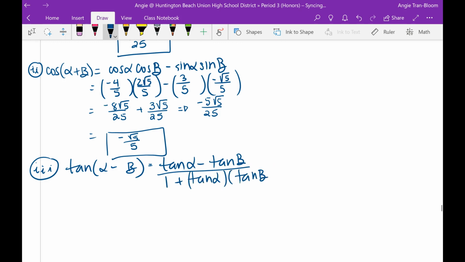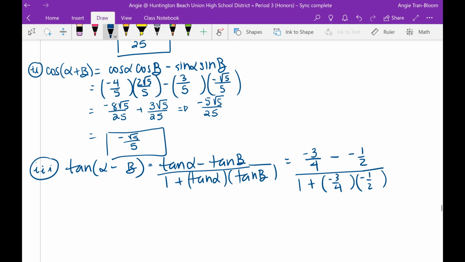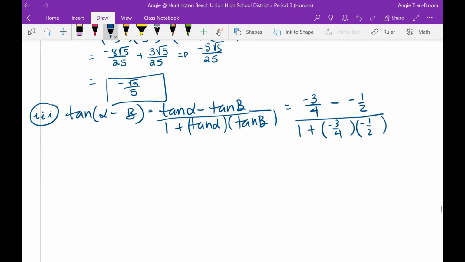Thank you, sir. Okay, what is tangent of alpha? Ryan, what was tangent of alpha? Negative 3 over 4. Negative 3 over 4 minus, what was tangent of beta, Edison? Negative 1/2, all over 1 plus, since I already have those from the top, I'm just going to copy those straight down. Be very cautious with tangent, because oftentimes you will get a fraction over a fraction, so you have to simplify it very slowly.